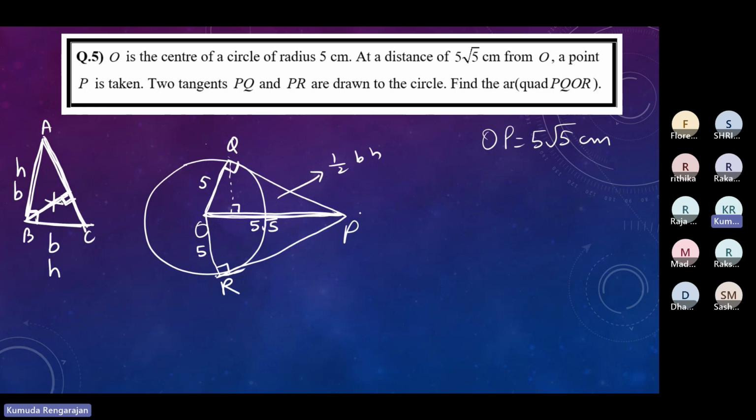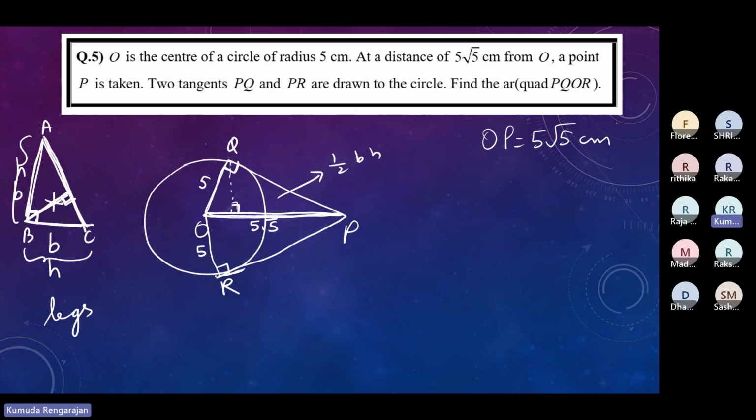You cannot use OP as the base because you do not know the length of the altitude on the base OP. That is this one. We do not know the length of this. So we have to use the legs of the right triangle as base and height. Legs are these two sides, the sides containing the right angle. The sides containing the right angle are called the legs of the right triangle.